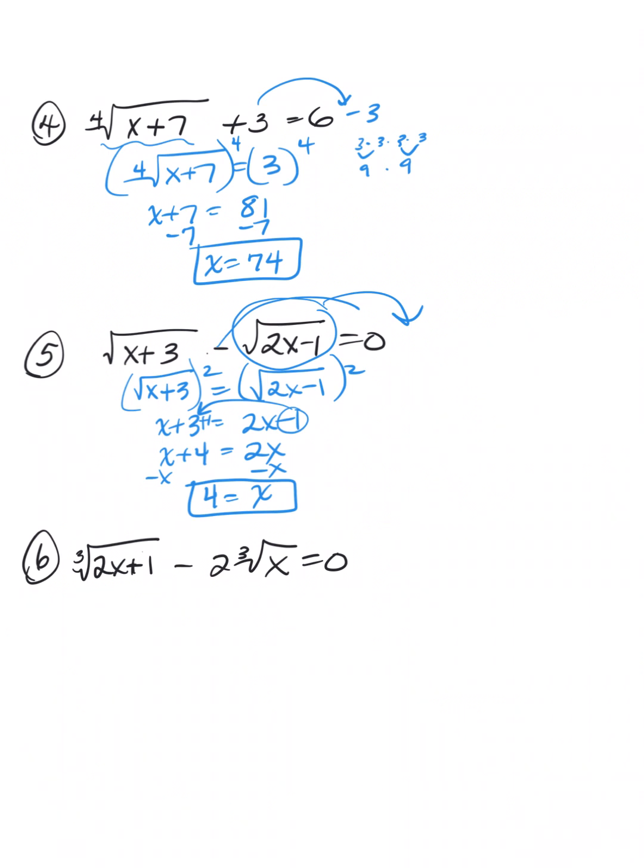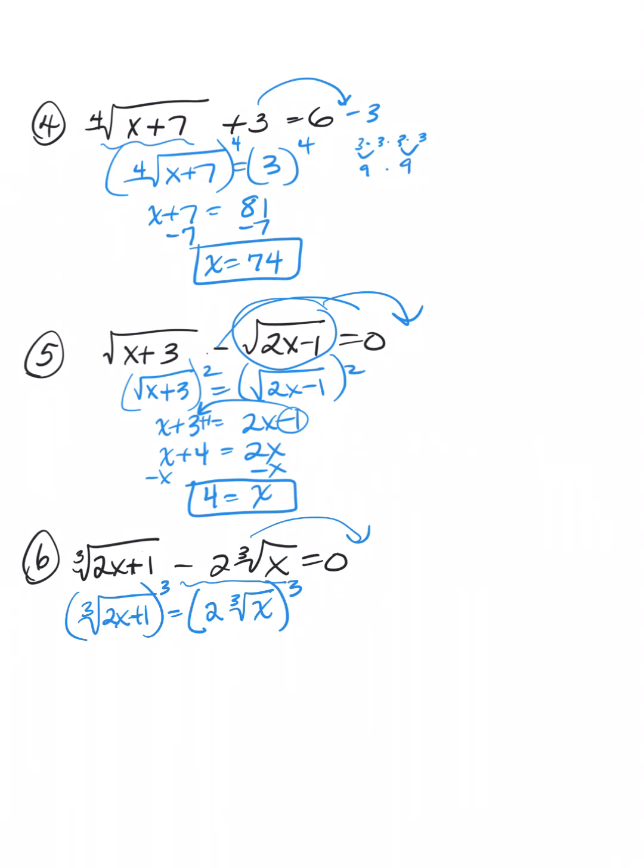Number 6 is quite similar. We're going to move this all the way over here by changing its sign. So the cube root of 2x plus 1 is now going to equal 2 times the cube root of x. Now, don't let that 2 trip you up. It's just multiplied. So I need to get rid of the cube root part, right? Again, I want to raise it to the right power. Just be careful that you're raising the 2 to the third power also.